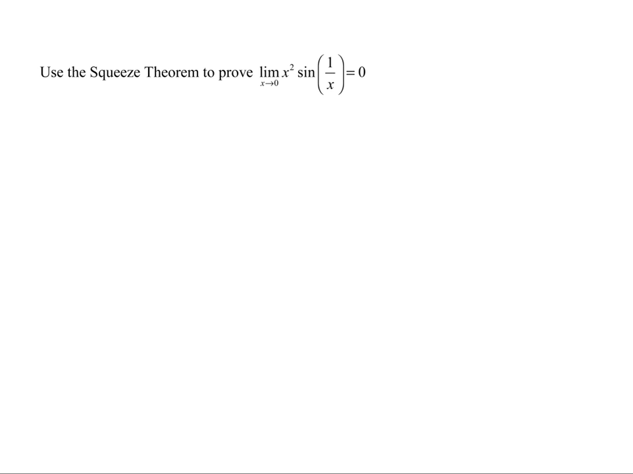Let's take another look here at an application of the squeeze theorem. I want to use the squeeze theorem to prove that the limit as x goes to 0 of x squared times sine of 1 over x is actually equal to 0.